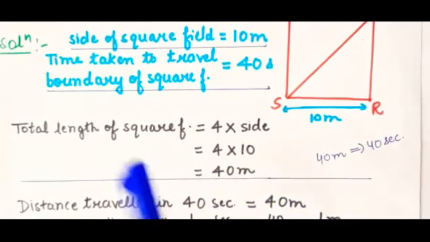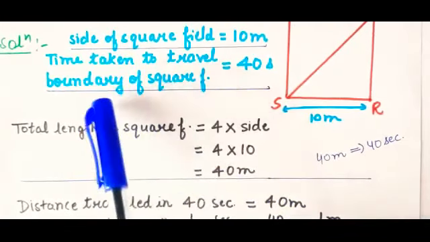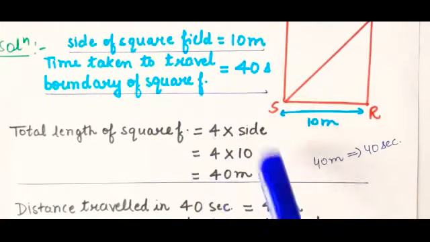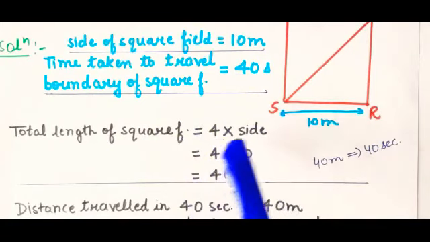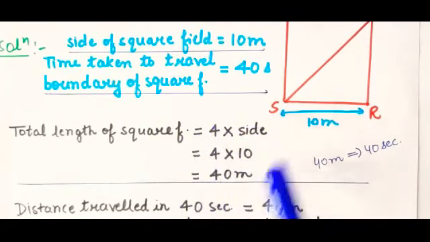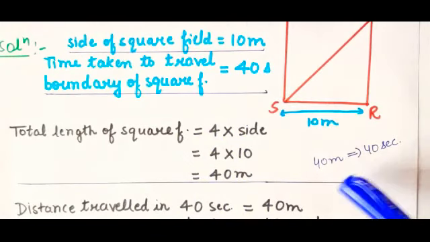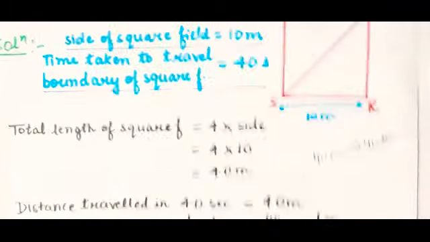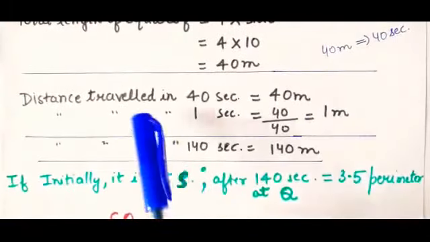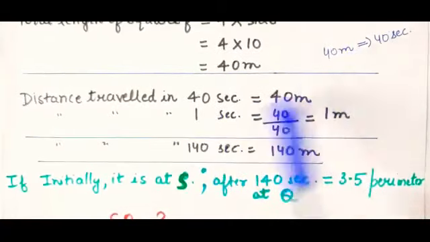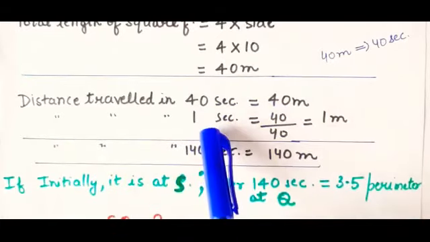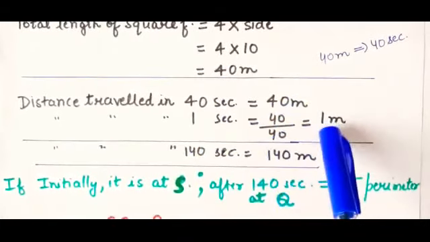Now the question has said that time taken to travel the boundary of the square field is 40 seconds. Means the total boundary, the total length of the square field, that is 40 meter. For this 40 meter, he took 40 seconds to cover that boundary. So distance travelled in 40 seconds is 40 meter. So calculate for 1 second, it will be 40 divided by 40, that will be 1 meter.